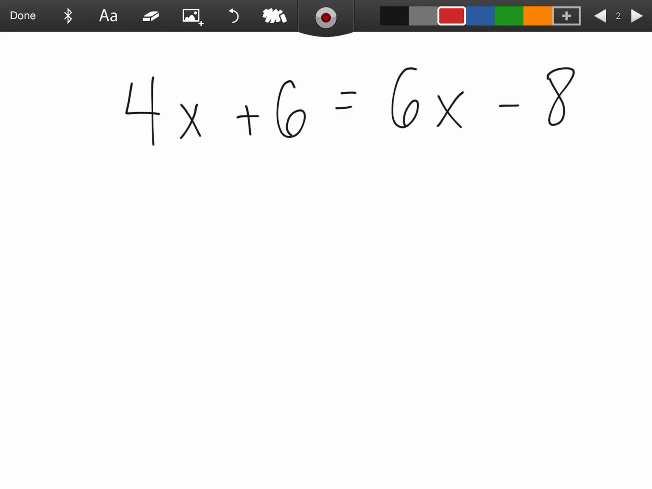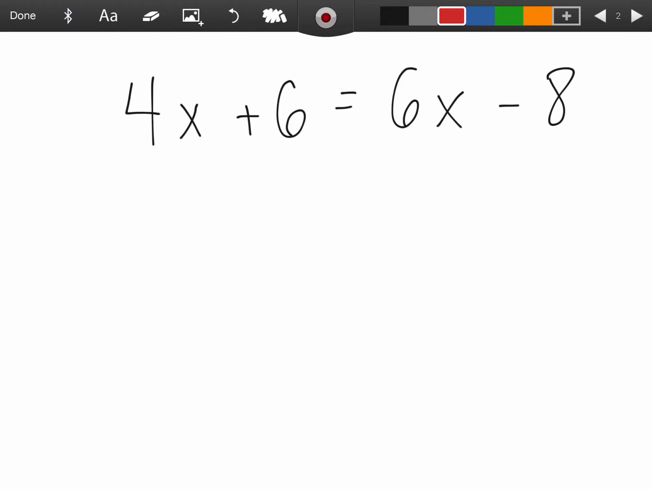So in this example problem, we have 4x plus 6 is equal to 6x minus 8. So I see, okay, I have x's on both sides. I don't want x's on both sides. So what we're going to do is eliminate the variable from one of the sides. So in order to do that, we can subtract either 6x from both sides, right? If I do that, boom, 6x minus 6x is just 0, so that'll cancel out.